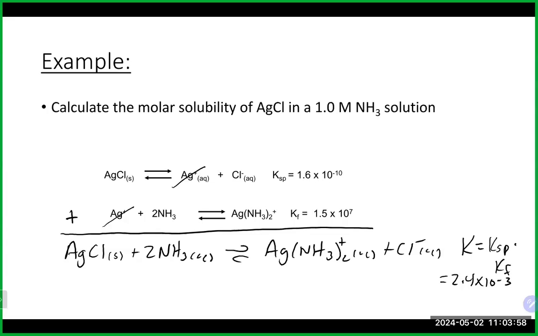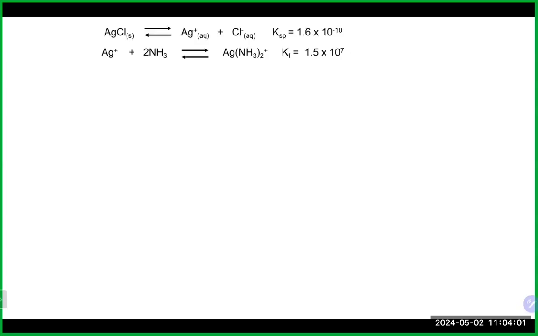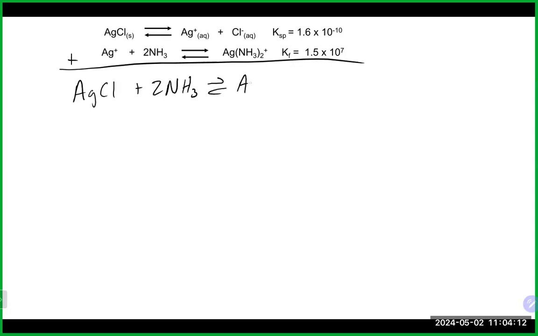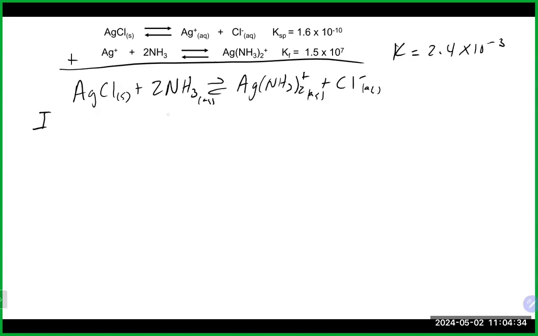We're going to take our overall reaction here, which is, again, adding these together, silver chloride plus our ammonia, making our complex ion. And we got a little bit of chloride passing through as well, with our K value here of 2.4 times 10 to the minus 3. So in this case, really the only thing given to us in this reaction is the ammonia. So we basically have 1 molar, and that's the only thing given to us.